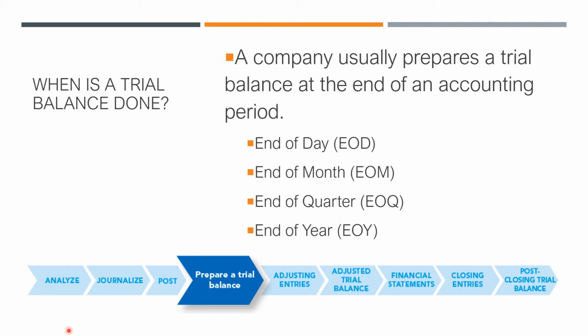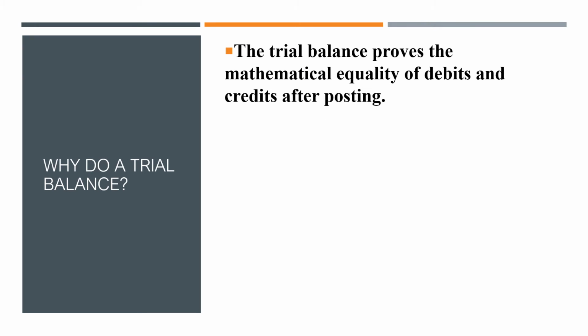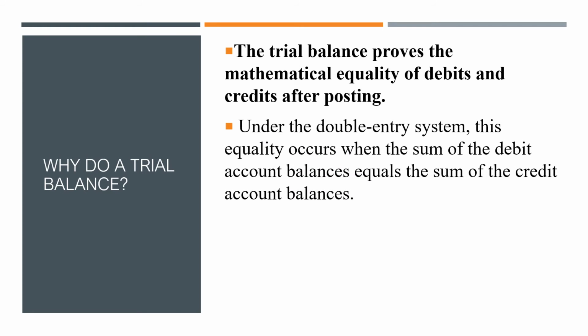Right now, we have gone through analyzing, journalizing, and posting, and we're focusing in today on preparing a trial balance. Why do you do a trial balance anyway? Well, the trial balance provides the mathematical equality of debits and credits after their posting. Under the double entry system, this equality occurs when the sum of the debits account equals the sum of the credits account. Well, again, debits and credits must equal.